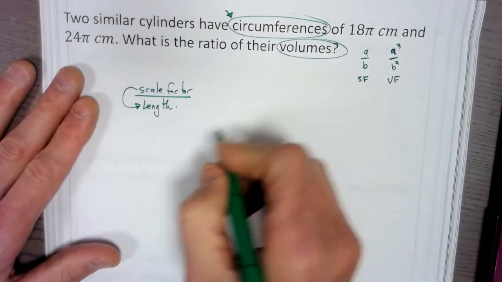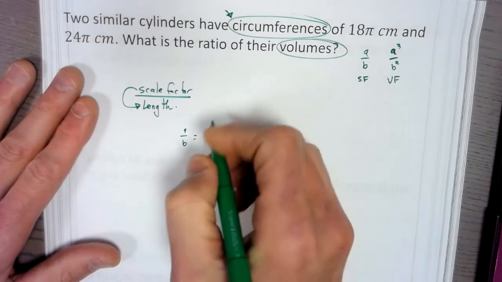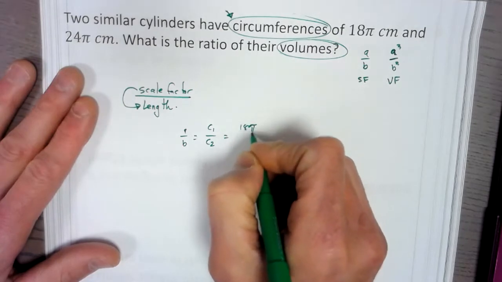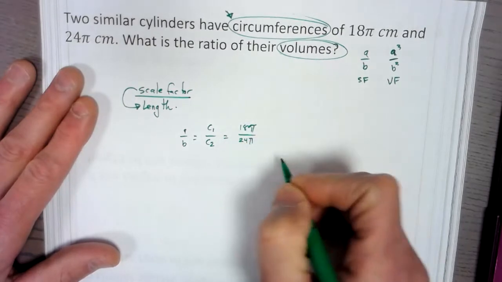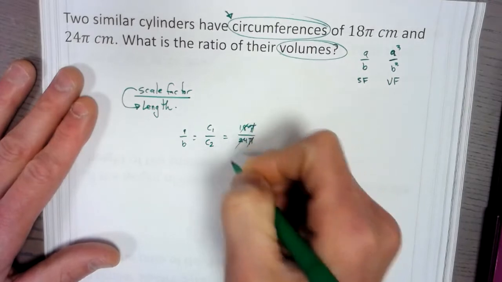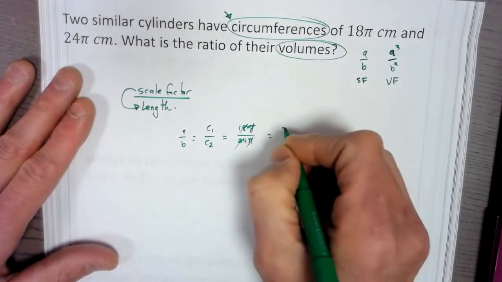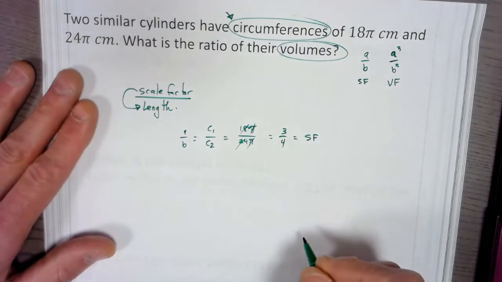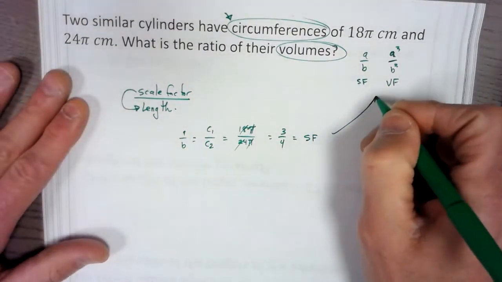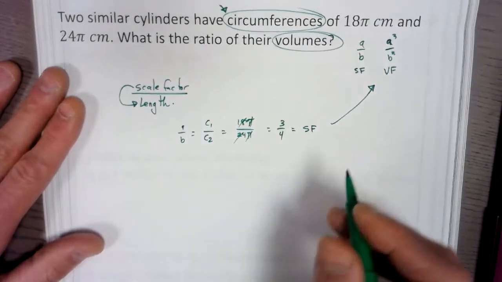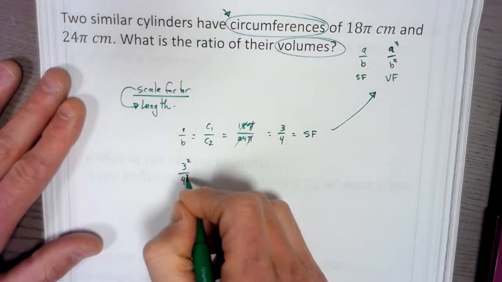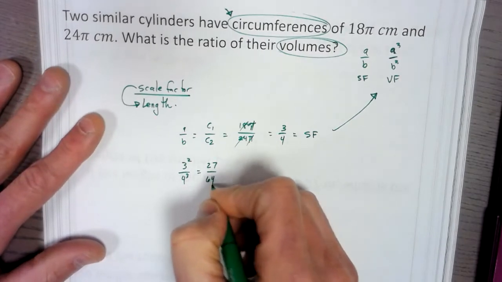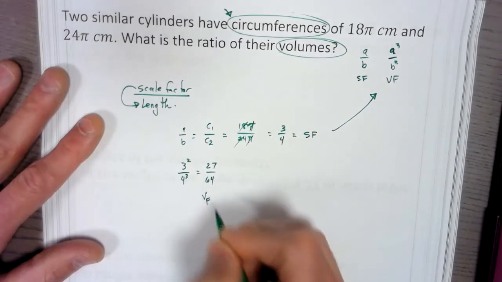So the scale factor is going to be A over B, which is going to equal circumference of 1 over circumference of 2. So that's going to equal 18 pi over 24 pi, right? Now this is going to reduce, and 18 over 24 have a common factor of 6, and that becomes 3 over 4. So my scale factor is going to equal 3/4. Awesome. Now I have to use my rule up here to get to the volume factor. So that means 3 cubed over 4 cubed is equal to my volume factor. Well, that's 27 over 64, and that's going to be my volume factor, right?